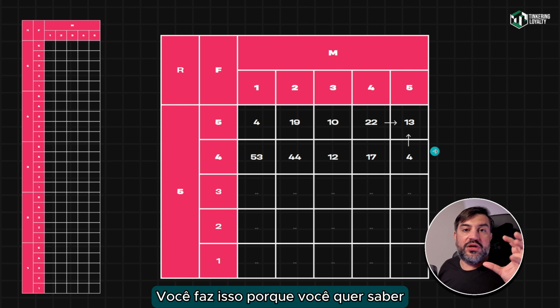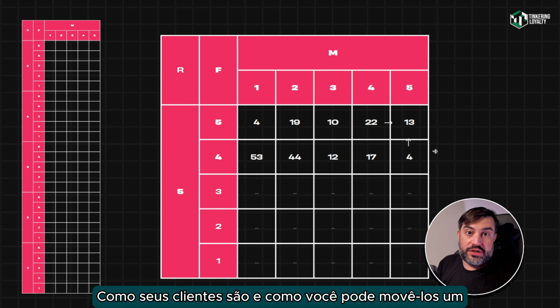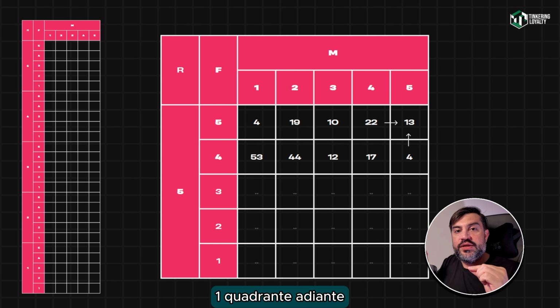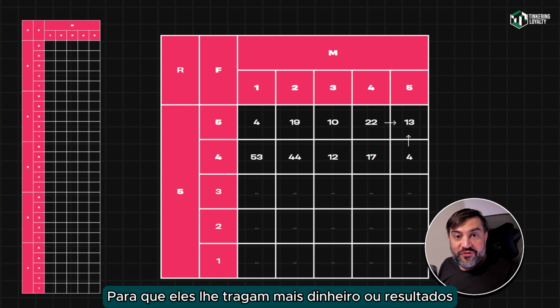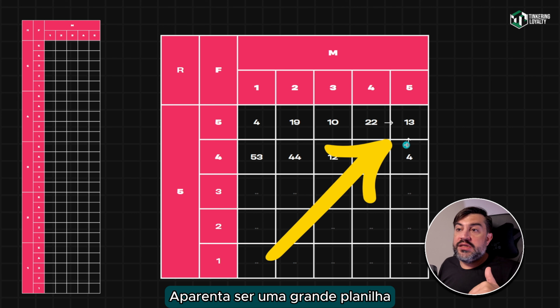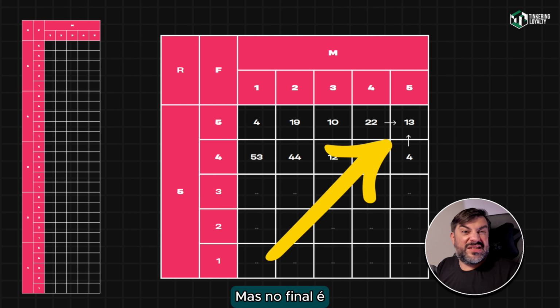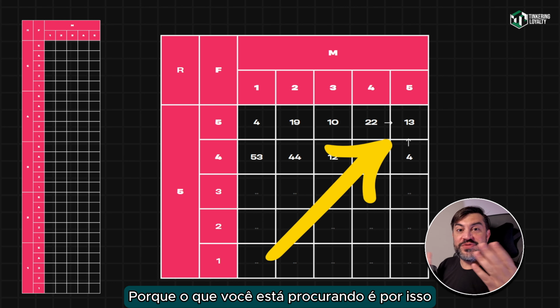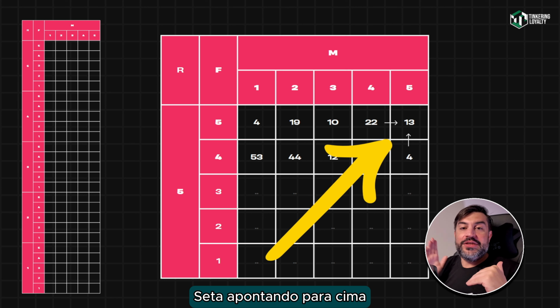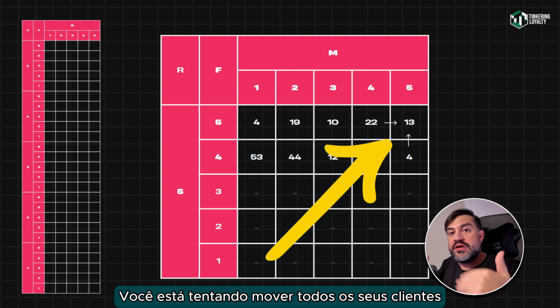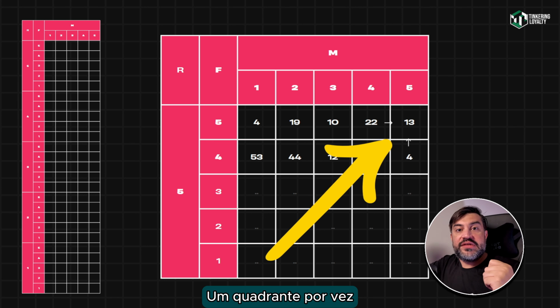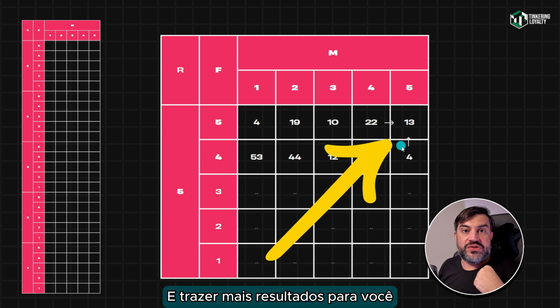You do it because you want to know how your customers are and how you can move them one square further in order for them to bring you more money or results. So it looks like a big spreadsheet, but at the end it's actually a dashboard, because what we are looking for is for that arrow pointing up. You are trying to move all your customers one square at a time up and bring more results to you.